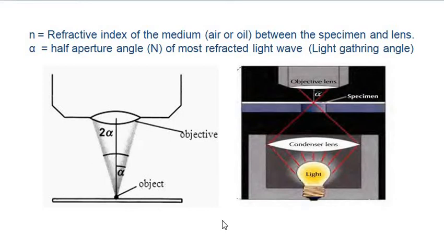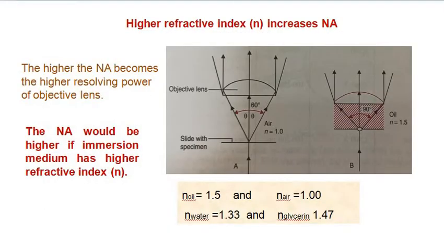The refraction is a property of light. If the refractive index is higher, then the refraction of light would be higher, and the refractive index increases the numerical aperture. It means the angle of refracted light would be higher. So increasing numerical aperture gives higher resolving power of the objective lens. So if we use a higher refractive index medium between the objective lens and specimen, it increases the resolving power of the microscope.